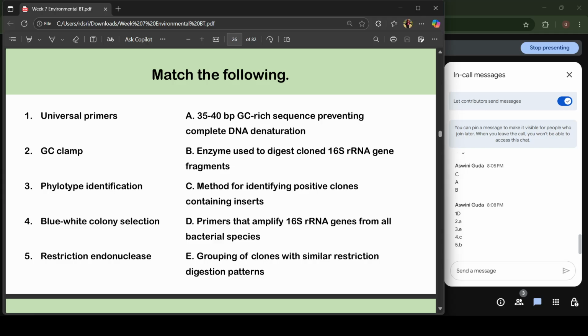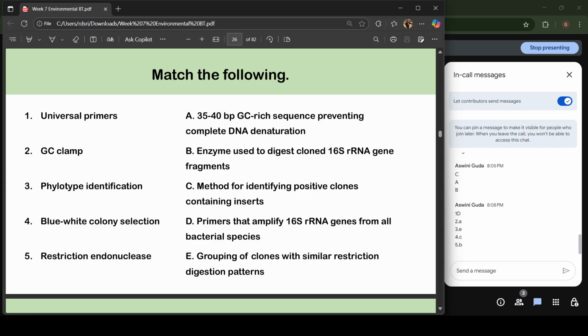And for phylotype identification, generally we do the grouping of clones with similar restriction digestion pattern. So we identify a gene and subject it to restriction enzymes which can cut the DNA into fragments of different sizes at different locations, and based on the DNA fragment pattern that we are getting, we will do the phylotype identification.